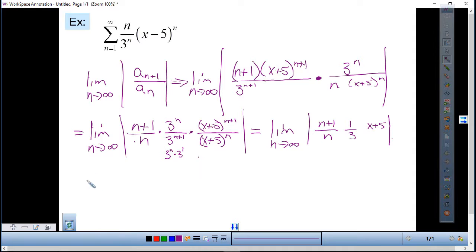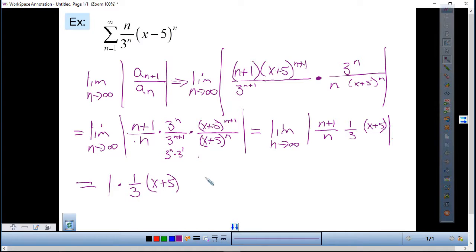Now when we take our limit here, what's going to happen with the n plus 1 over n? Well, remember, as n goes to infinity, this 1 is going to become negligible, so it's going to become like n over n, which means that it's going to go to 1. So you have 1 from the first part. What's the limit as n goes to infinity of 1/3? Well, there's no n involved there, so it's just 1/3. And then the x plus 5, once again, we've dealt with the n, so we don't have an n there, so it's just going to be x plus 5.